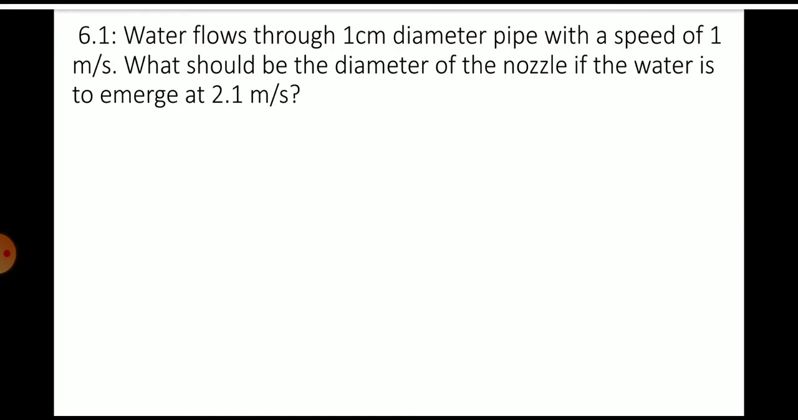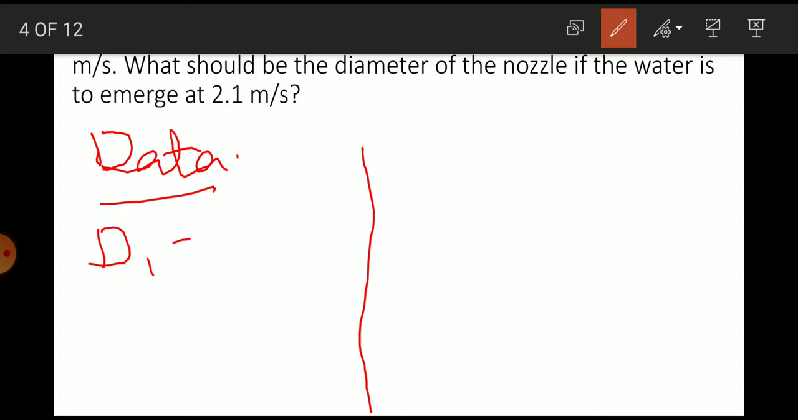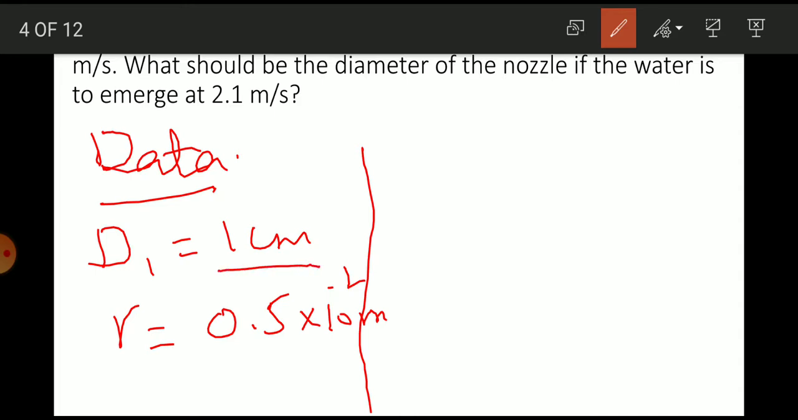First I will write the data. Now, if you look at the numerical, water flows through a 1 centimeter diameter pipe. So diameter at one end is 1 centimeter, so radius will be 0.5 × 10^-2 centimeter. You can use centimeter units, or you can use the other unit, both can be used.